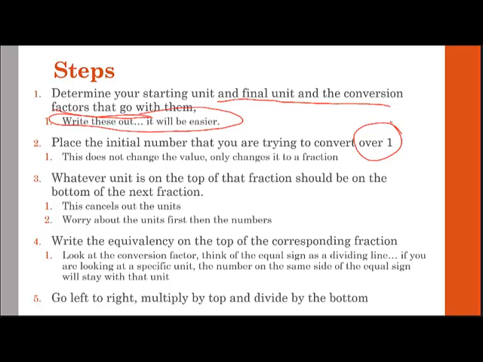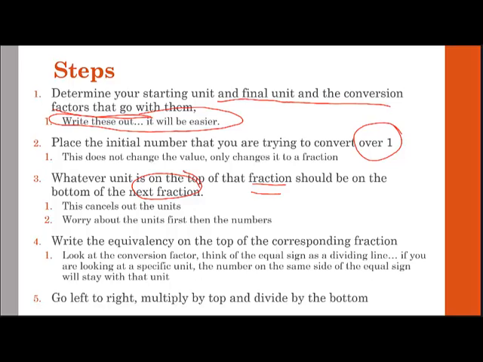Whatever unit is on the top of that fraction that you just wrote out should be on the bottom of the next fraction, the bottom of the next line. This then cancels out the units, so eggs divided by eggs is equal to 1. Anything divided by itself is 1. And then you worry about the units first and then let the numbers follow. Otherwise you're going to get caught up in where the numbers go when in reality the unit should lead you.